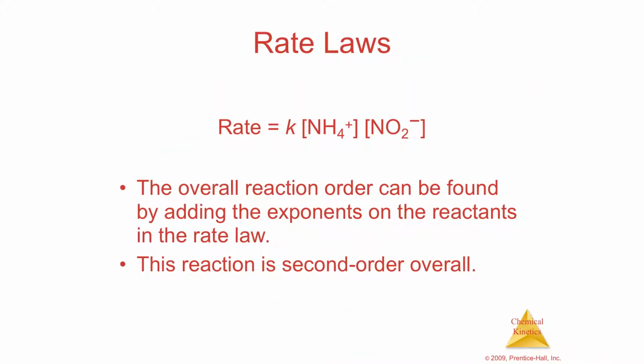So if it's first order in ammonium and first order in nitrite, we're going to do an overall rate law by adding the two. There are two reactants on the left side of the reaction, which means overall it's going to be second order. It's based on the concentration of the first and the concentration of the second. Those concentrations are to the first power. You add them together, and it's going to be second order overall in this example.